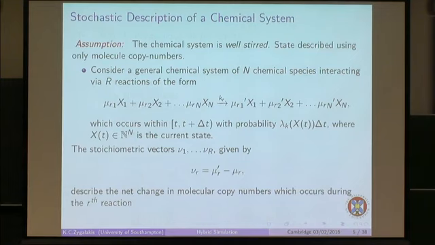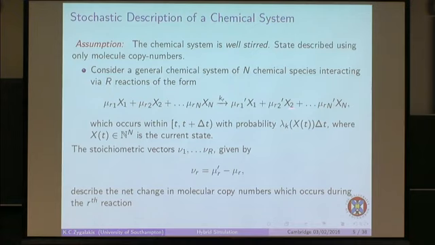Just to set up the scenery a bit in how we describe a chemical system, this is one way. I have n species interacting through m reaction channels. This is one particular reaction channel. These coefficients here tell you the number of molecules of x1, x2, and xn involved in this reaction, and then the numbers that you have here tell you how many molecules you have after this reaction occurs.